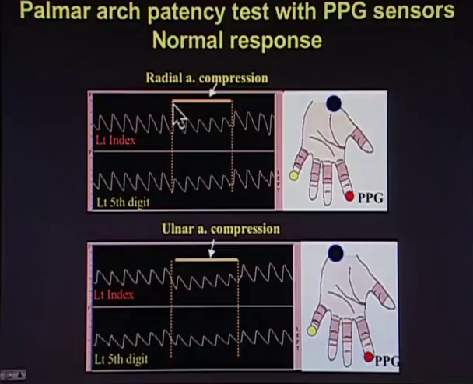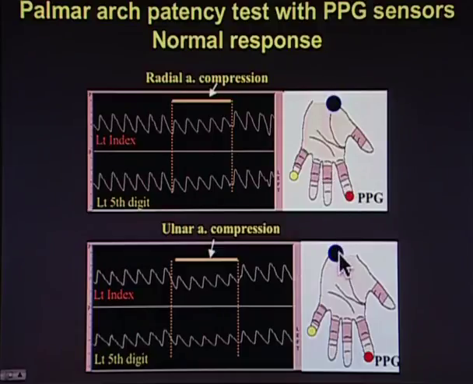At a certain period of time, right in this region that I've marked with these lines, we compress the radial artery and we look at what happens to the perfusion on the index finger and on the little finger on this left side. And when we compress the radial artery here, we find that there's no significant decrease in the perfusion. So that means that the ulnar artery is supplying blood flow to all of these digits without any compromise.